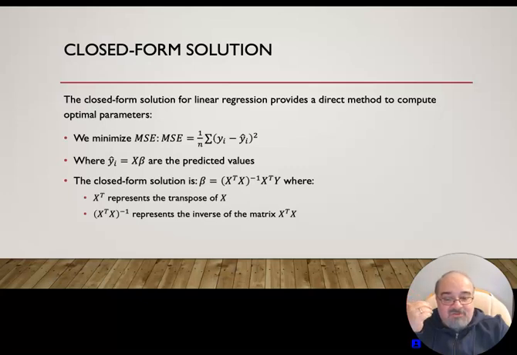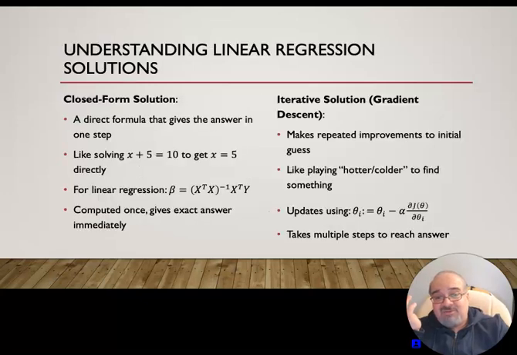So this direct non-iterative solution provides the optimal values of beta that minimize the MSE, which is very lovely and unique to linear regression. This closed form solution is like having the direct formula, while gradient descent is like making educated guesses and improving them. By the way, I should make a point here.